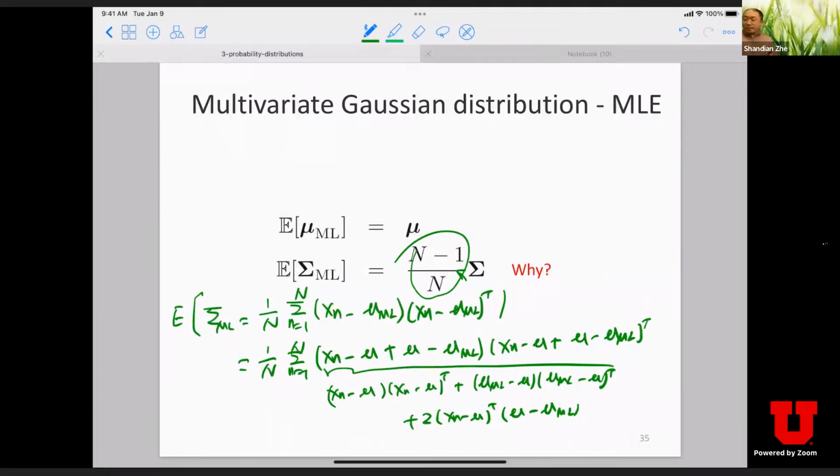This is a very good practice for us to understand the nature of this MLE estimation, and also get familiar with those concepts, mean and covariance, because this is really, really important for us.